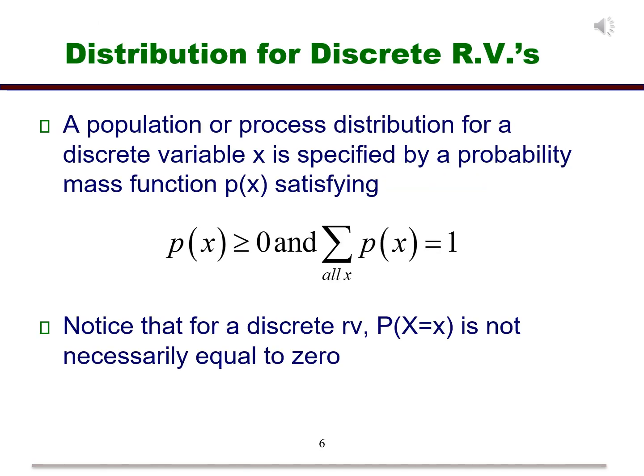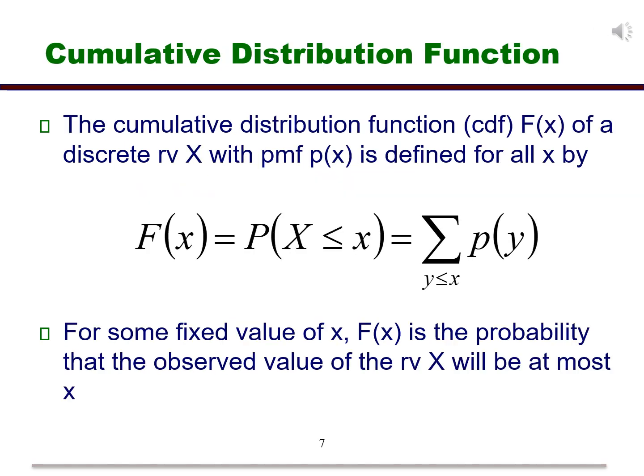A discrete random variable has a distribution specified by a probability mass function, or PMF. This can be used to get the probability that the random variable x takes on some value little x. These probabilities must be greater than or equal to 0, and the sum of the probabilities for all x must be 1. The cumulative distribution function, or CDF for short, is defined as the probability that the random variable x is less than or equal to some value little x. In the discrete case, this is just the sum of all the probabilities for x going from 0 to x.